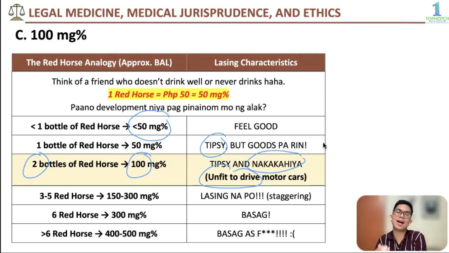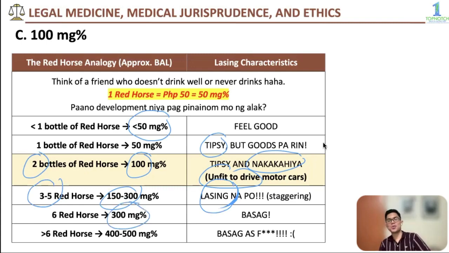Sige, uminom ka pa. Naka 3 to 5 bottles ka na. So 3 times 50, 150 to 300 na yan. Lasing ka na, so there is motor inhibition already. Disoriented, slurred na yung speech mo, dizzy ka na, pagewang-gewang ka na naglalakad sa bar. Okay? Pero sige, feeling malakas kasi si friend mo, inom pa, naka-6 na bote na.